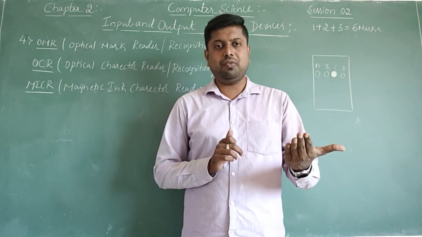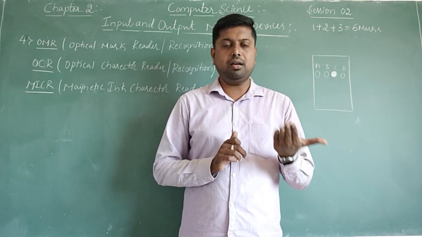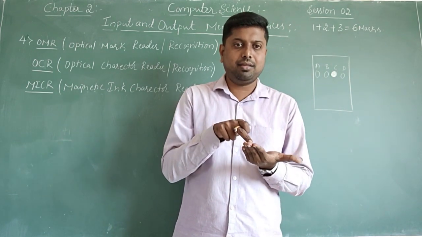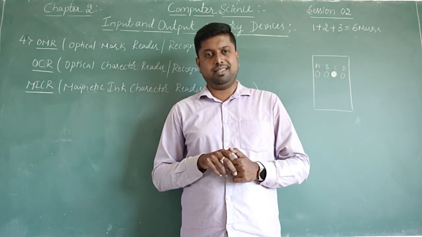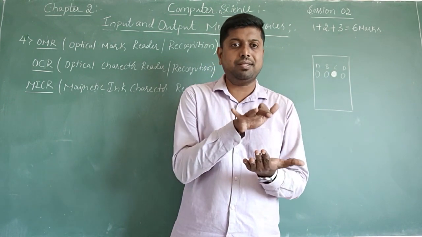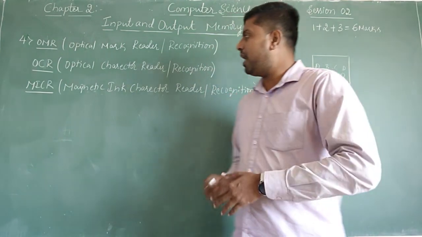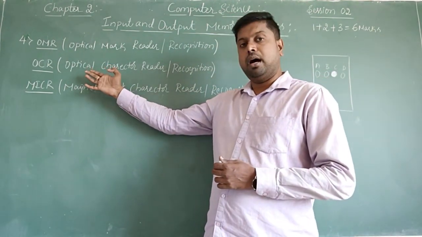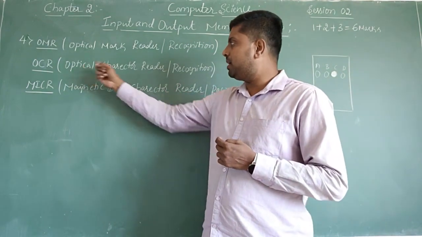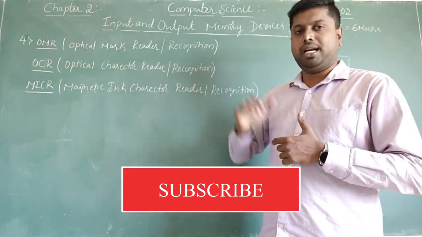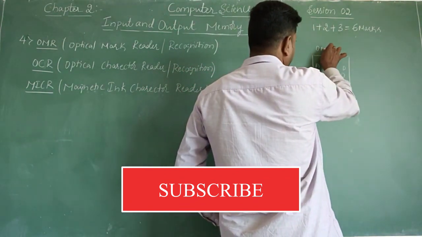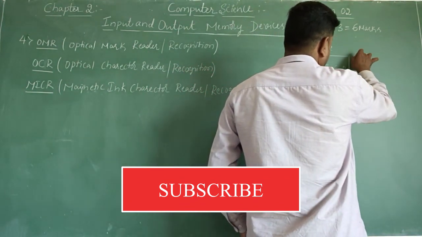So this is what we call an optical mark reader. With the help of light, it detects the marks and afterwards gives the result. So this is optical mark reader or recognition. Recognition means identifying. Then we have a second device, again based on optics, on light: optical character reader or recognition. See, dear students, this is an example of OMR sheets. Now I will write some OCR.